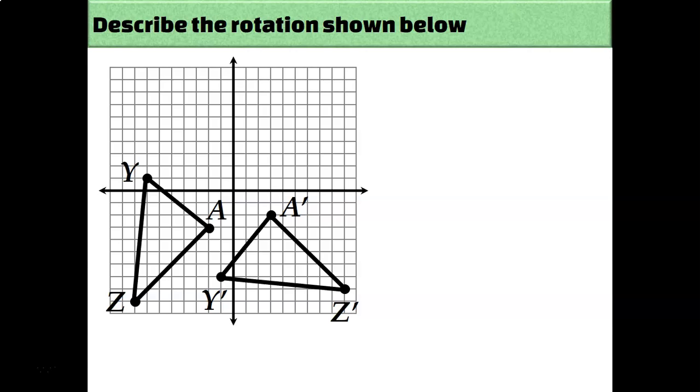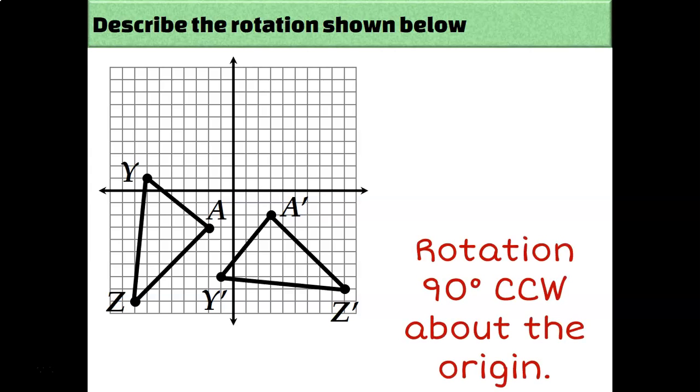Go ahead and pause the video and try the next one on your own. This to me looks like a 90-degree counterclockwise rotation around the origin. I started here at triangle YAZ, and I rotated 90 degrees backwards, or 1 quadrant backwards, counter to the way the clock moves. So that's a 90-degree counterclockwise rotation, which you can confirm by looking at the coordinates.